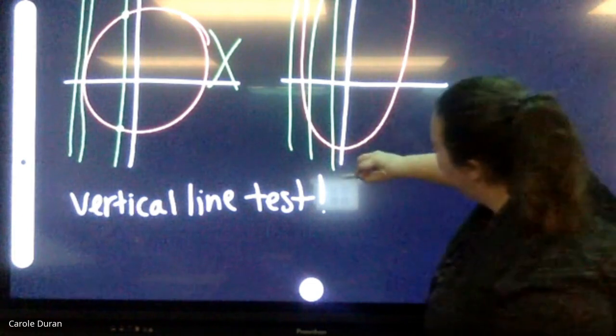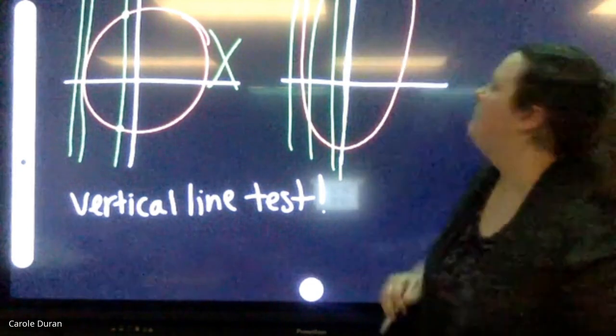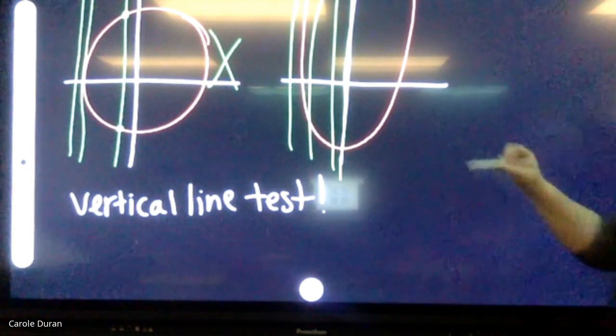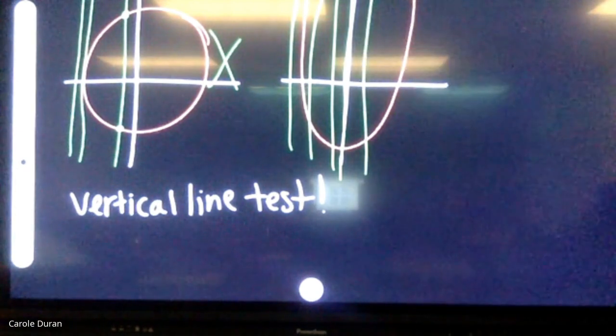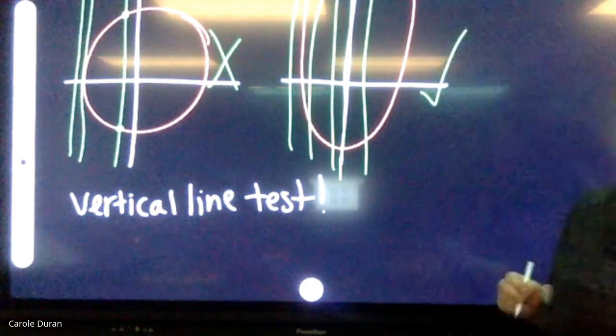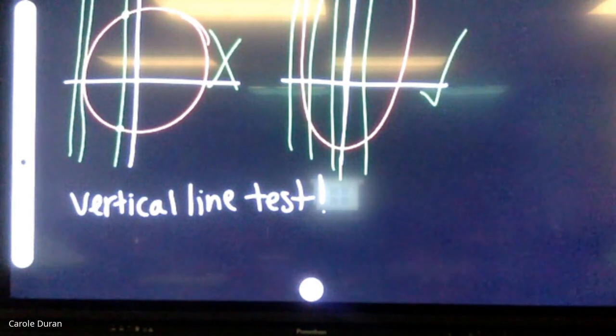What about if I drew one right here? Pass. How many times did it go through my graph? So that's the red curve. Once. So that one passed. What about here? Pass. Do we just figure it out until we get it to fail, or until we'll never get one that fails? As I'm looking at this, am I ever going to be able to draw a vertical line that's going to go through this graph more than one time? No. So this one passes. This one is a function because it passes my vertical line test.